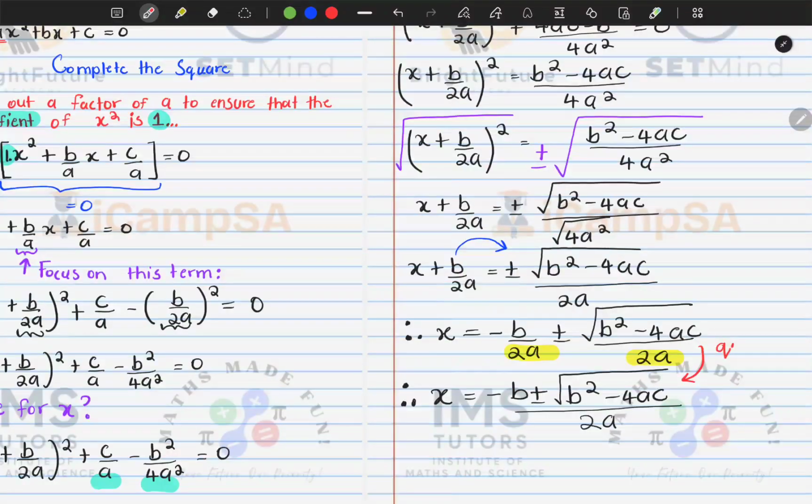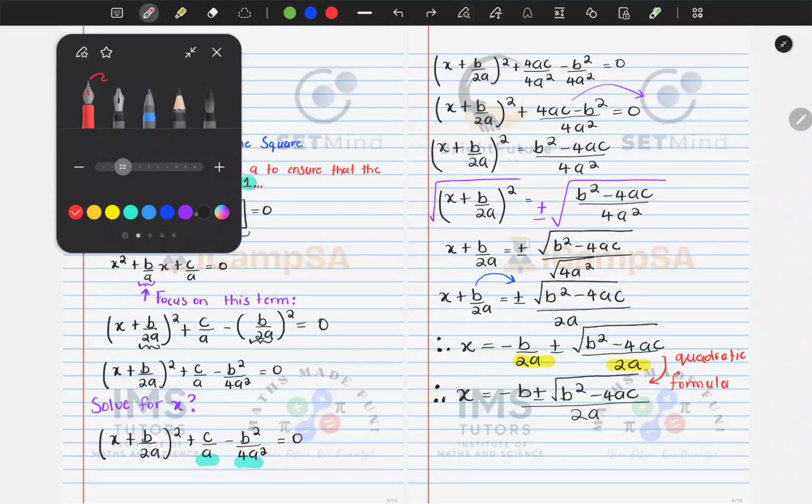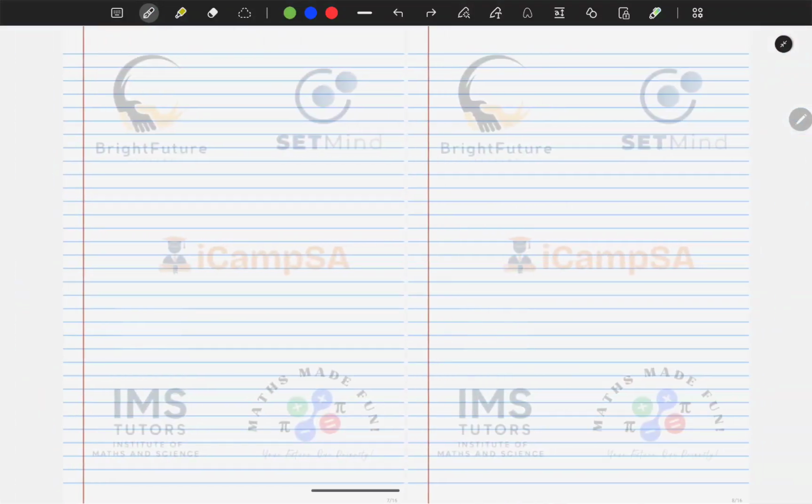So that there is our quadratic formula. And it is a very useful formula, especially when you cannot factorize from the top of your head. Let me give you an example where this would be useful.